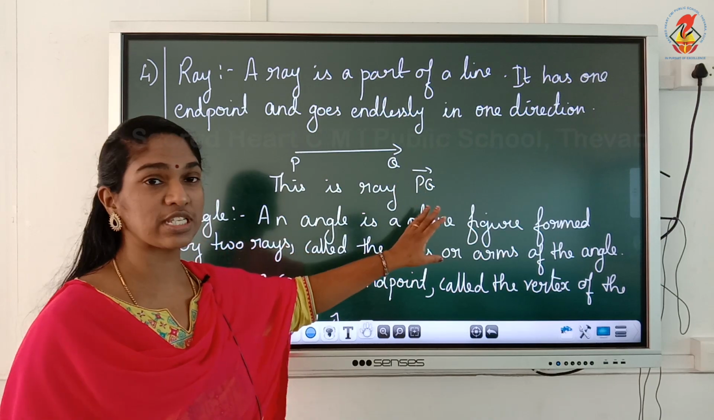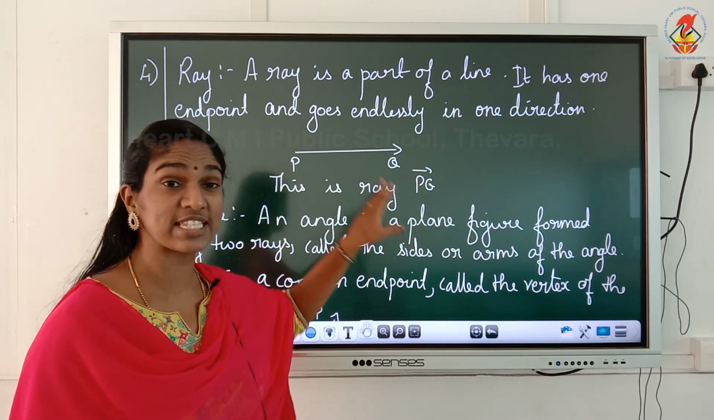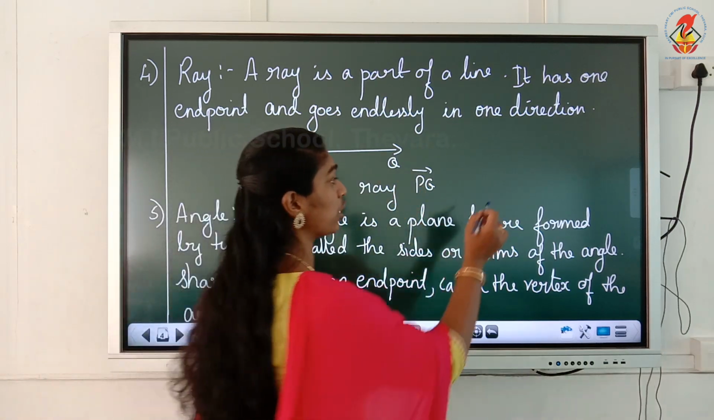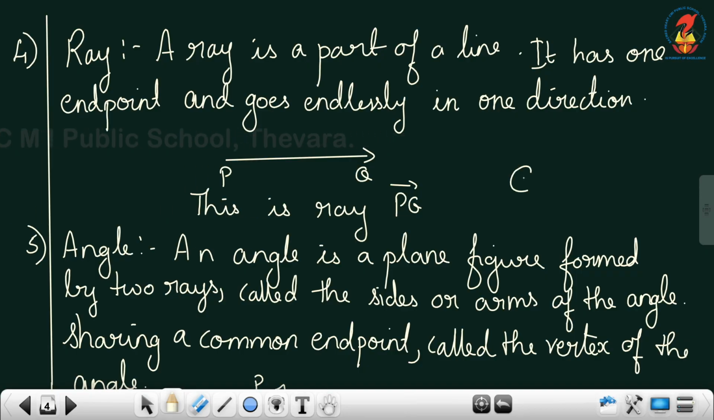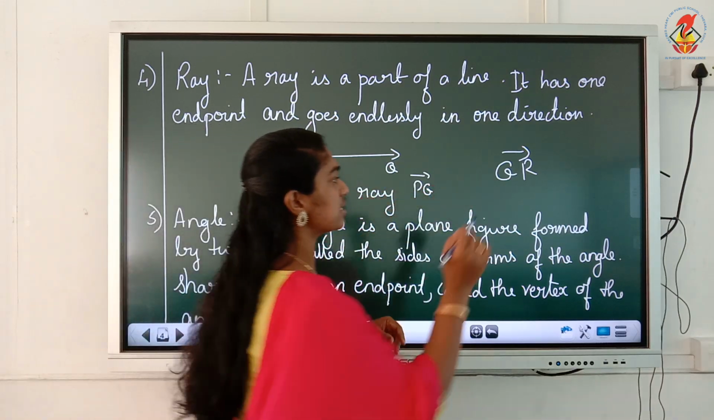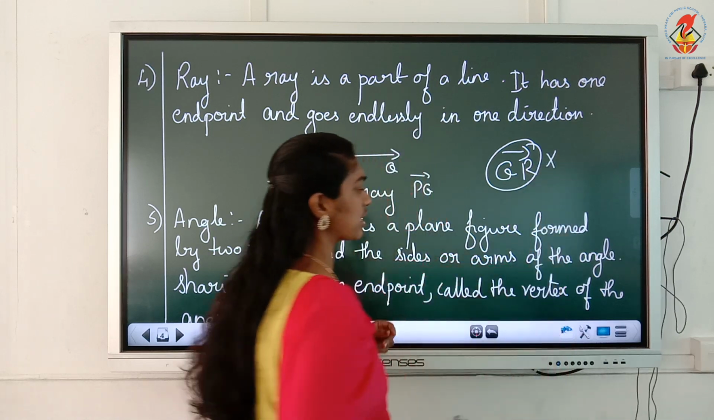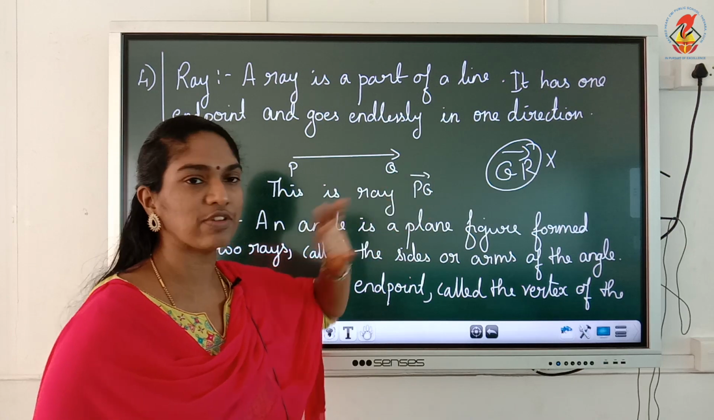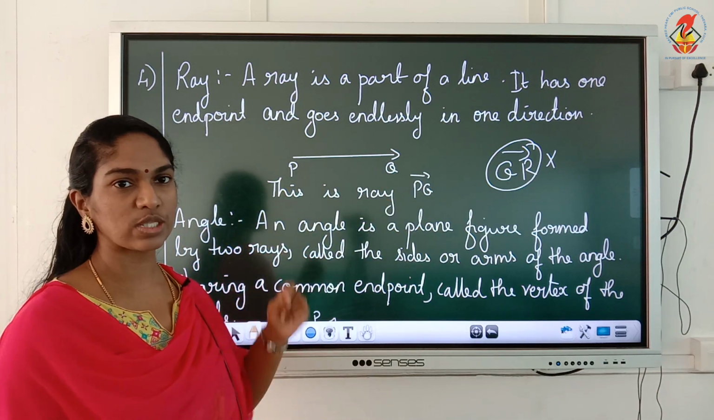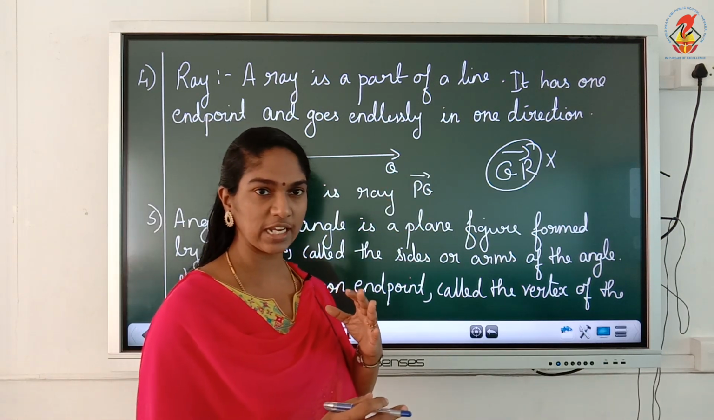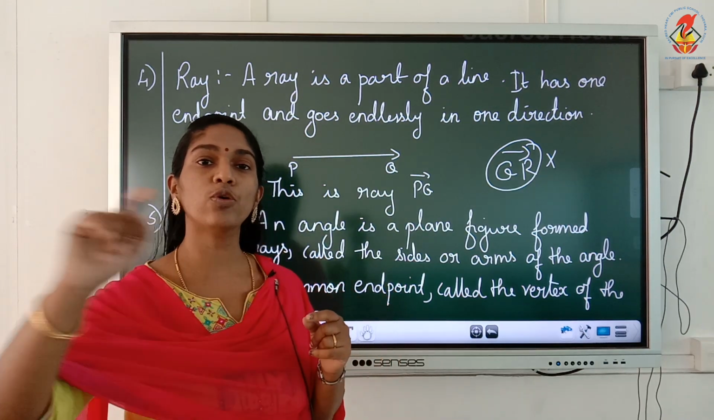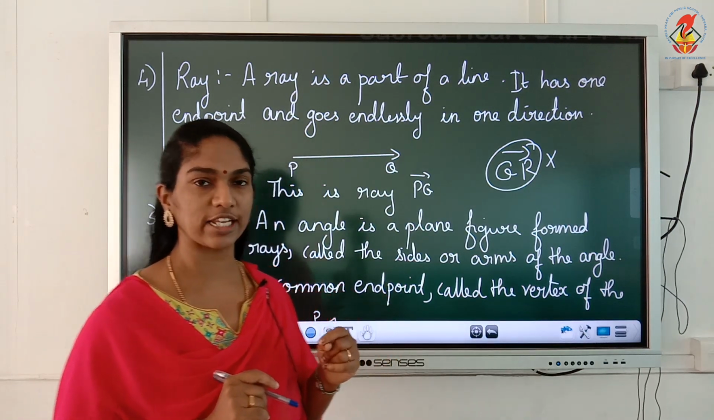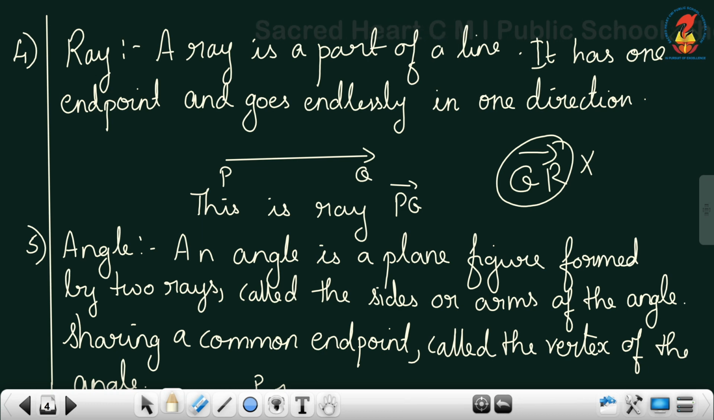This ray you can represent only in one way, that is PQ, because the starting point is P over here. Here you cannot write it as QP because here Q is not the starting point. The starting point is P. So this one is wrong. You cannot represent it this way. You can only represent it in this way, PQ. Draw a line with an arrow at one end. So this is a ray. A ray is a part of a line which has one end point and goes endlessly in the other direction.